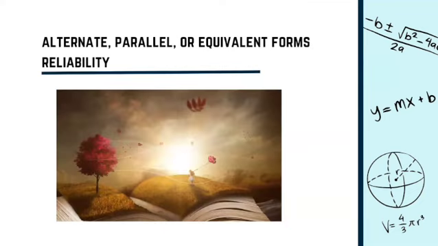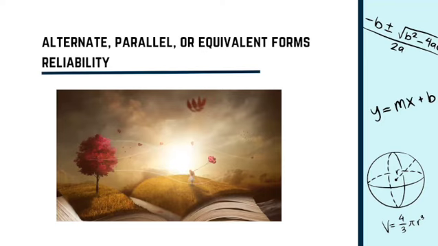Here we have alternate, parallel, or equivalent forms reliability. Let's say that you have a favorite storybook and you want to make a copy to see if the words and pictures look the same in both books. Alternate, parallel, or equivalent forms reliability is like making a duplicate of your storybook to ensure that both books are exactly the same in content and layout.